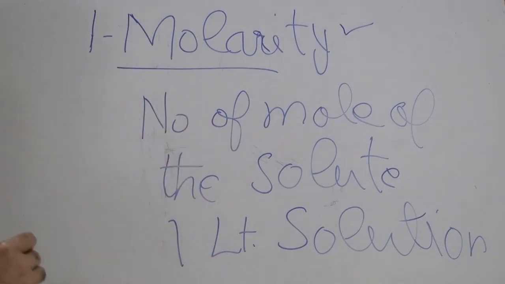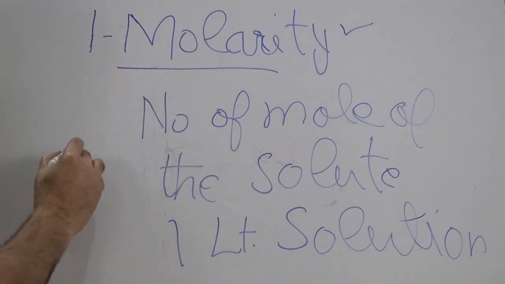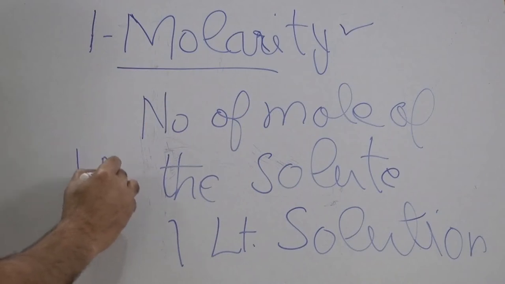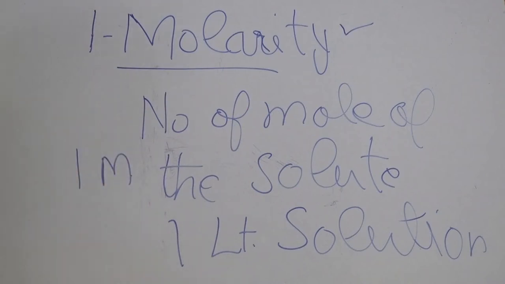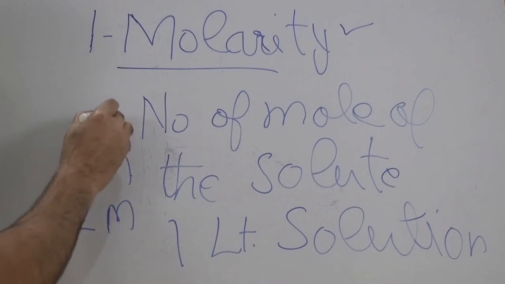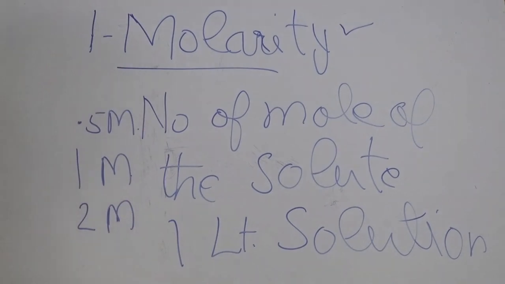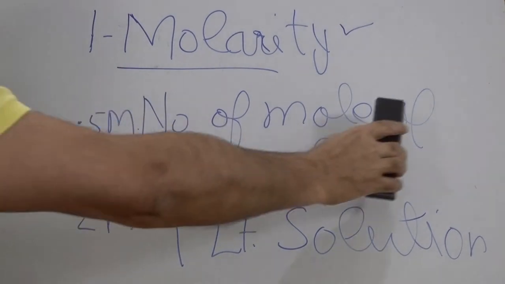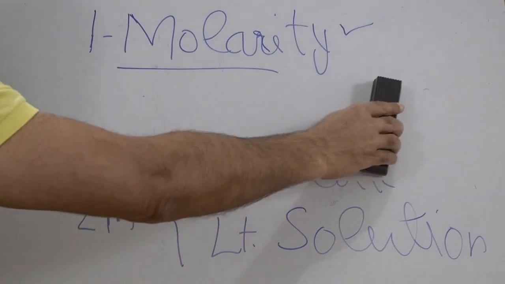Suppose 1 mole is there, then the molarity of the solution would be 1 molar. If the number of moles of the solute is 2, then that is a 2 molar solution. If half, then 0.5 molar, and so on. Let us further understand that.